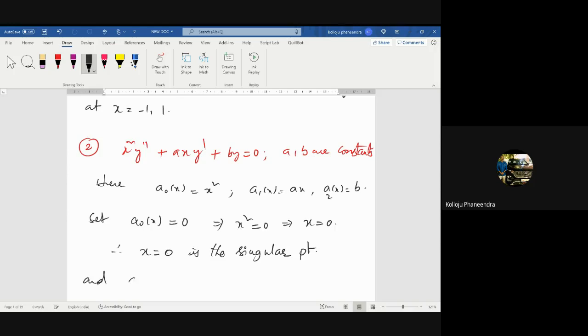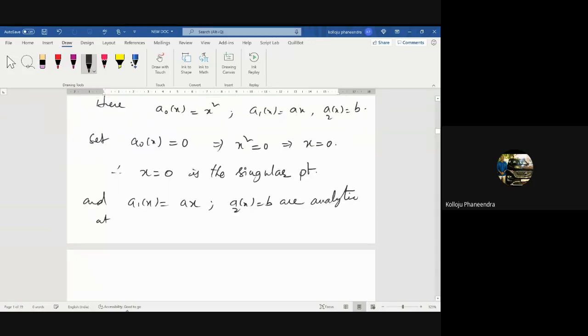And what is this? A1 of x is ax, its derivative is a. And A2 of x is b, its derivative is 0. So they are analytic at x equal to 0. At the singular point, the function must be analytic. That is the rule.